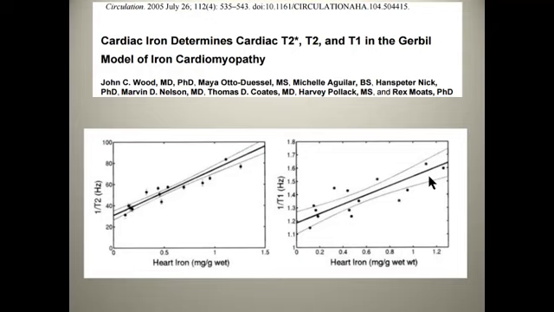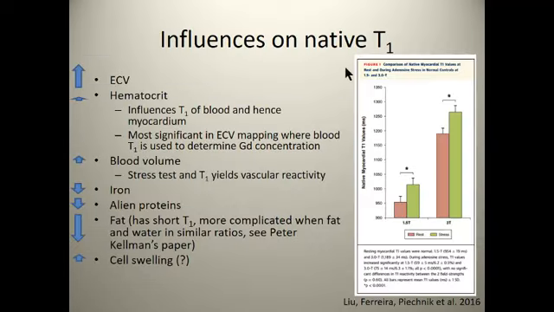And so that's something, obviously. So if you have elevated iron, you're going to decrease the T1s as well. And that may be a method to determine the concentration of the iron as well. So that's been shown. So here's sort of a summary. There's an extra data point here. So blood volume also plays a role.